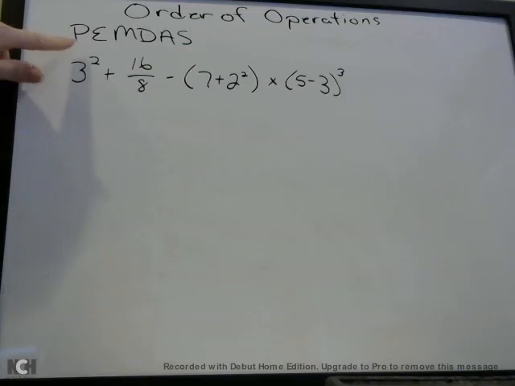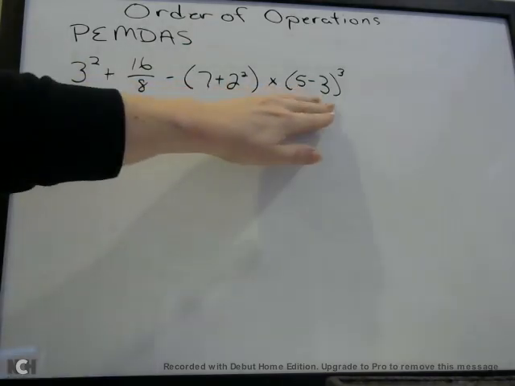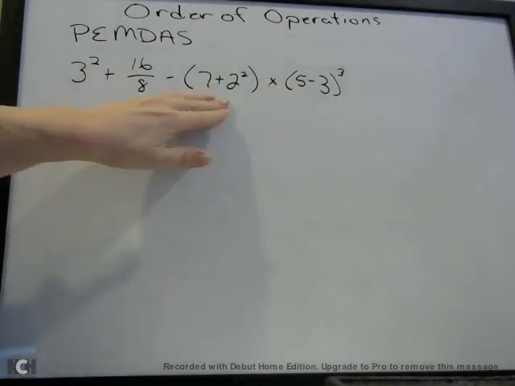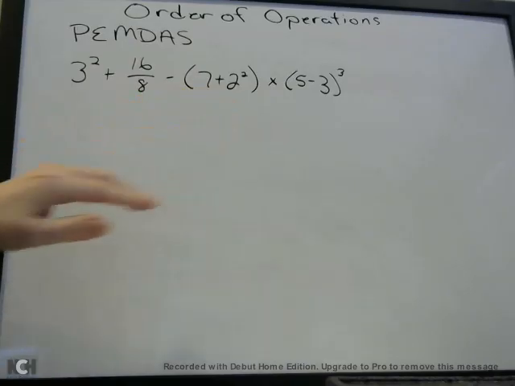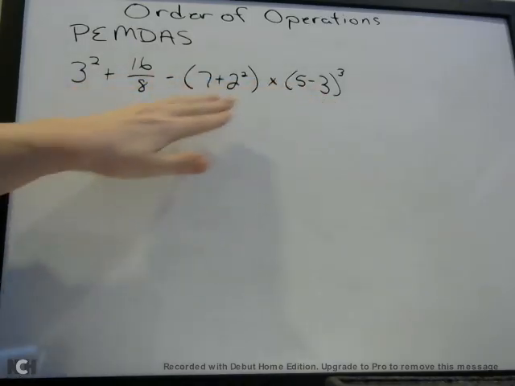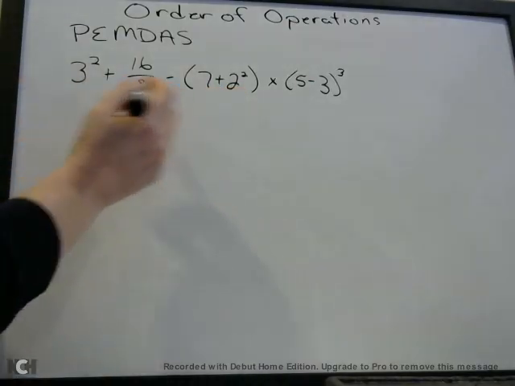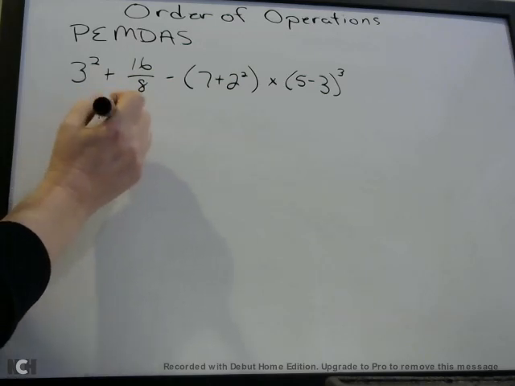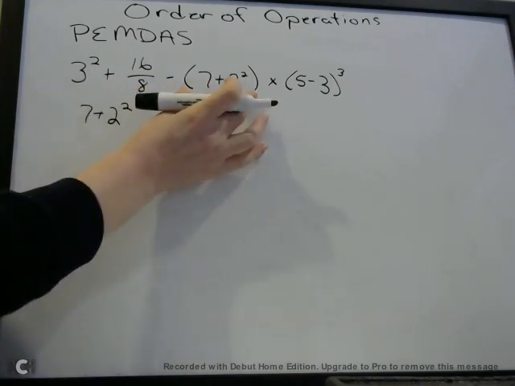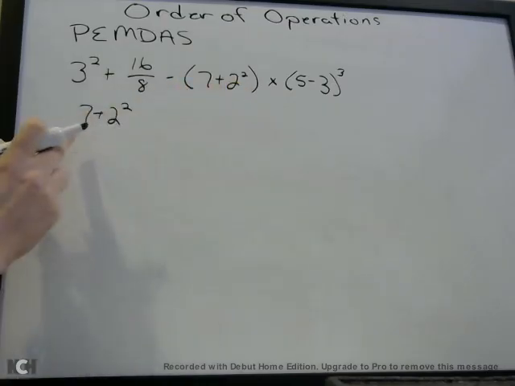So remember, P stands for parentheses. So we always do parentheses first. We have two parentheses, and so we just stick with the one furthest to the left. We just do that one first. So we're going to forget about everything else and just look at what's inside this parentheses because we're doing parentheses first. So here we have 7 plus 2 squared. We're just going to evaluate this.